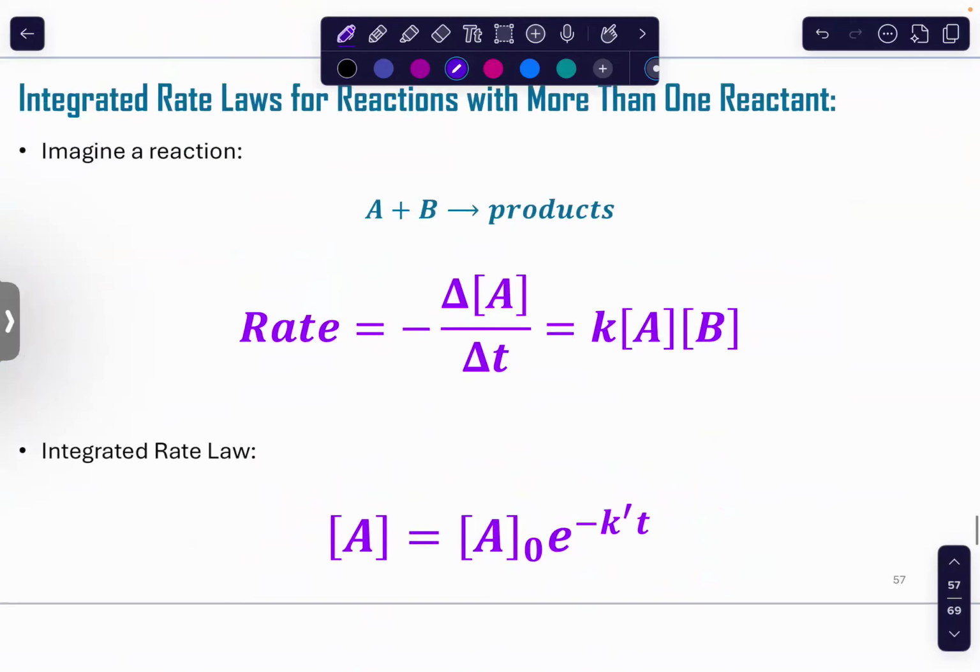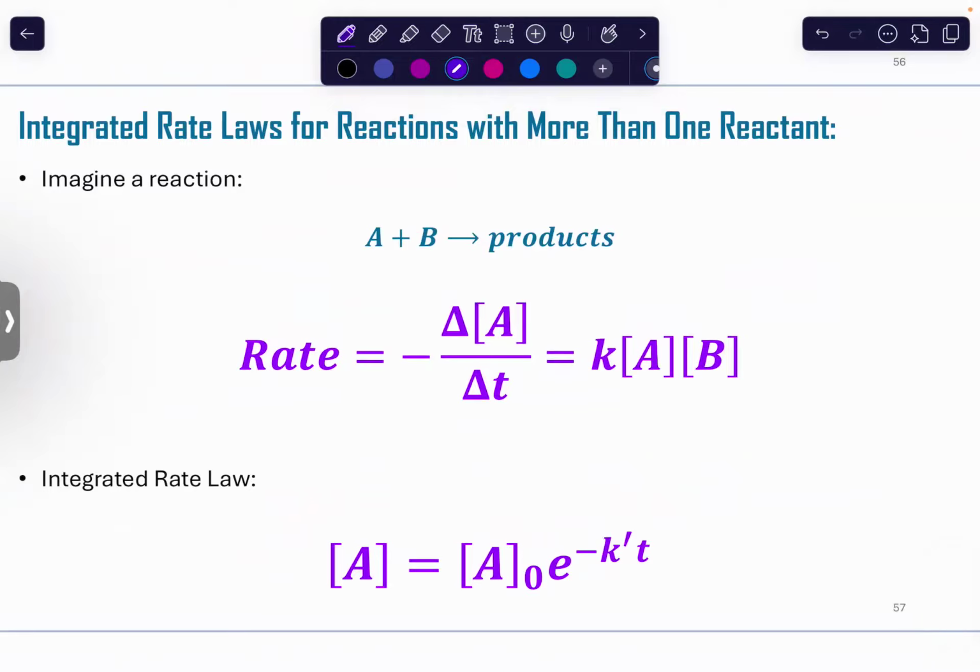All right, so we've been looking at reactions with one reactant. How do we deal with reactions with two reactants? Bravo, I've taught you all you need to know. But what if I told you you had to figure out how to get to this equation?